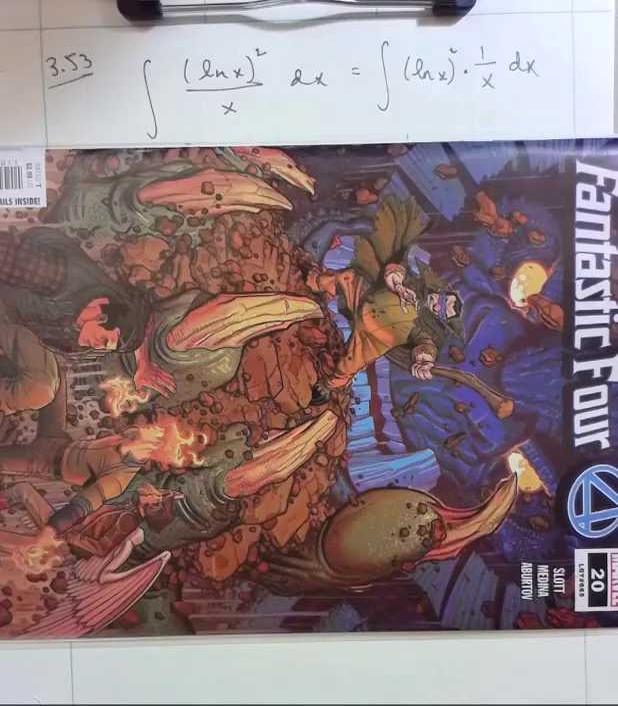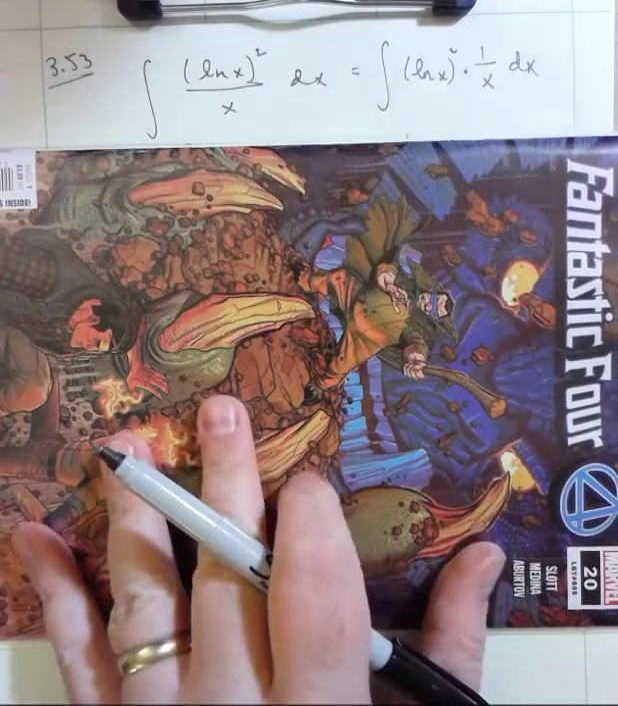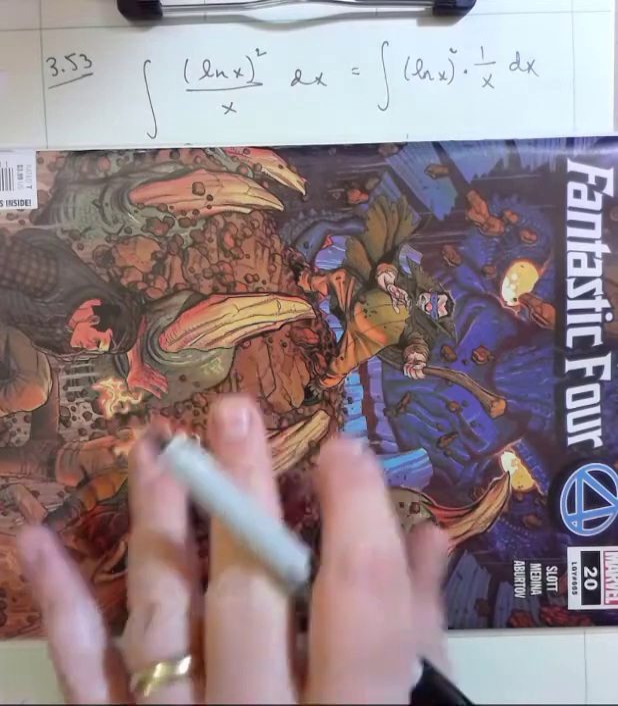Here we go with integration by parts from our supplemental textbook, Chapter 3, Problem 53. I've taken the integrand, which is natural log of x, the whole thing squared, over x, and I've yanked the 1 over x off to the side as a reminder that when we try to assign parts for integration by parts, the choices aren't natural log of x squared and x, they're natural log of x squared and 1 over x. The next steps are hidden by the Fantastic Four and Mole Man here.